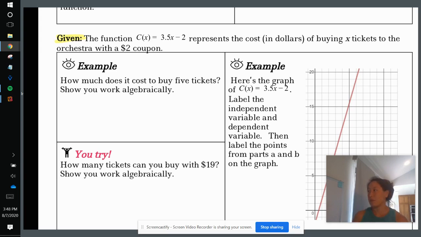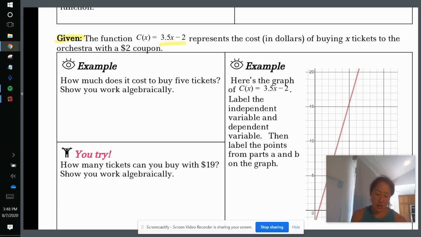Oh, no. Sorry. What we don't know is how many tickets we bought. We know the cost. The cost is represented by this function here. Okay, so C is going to represent the cost, and x is the number of tickets we buy. C of x means the cost for that many tickets. Okay, so first we're going to go ahead and look at our example.